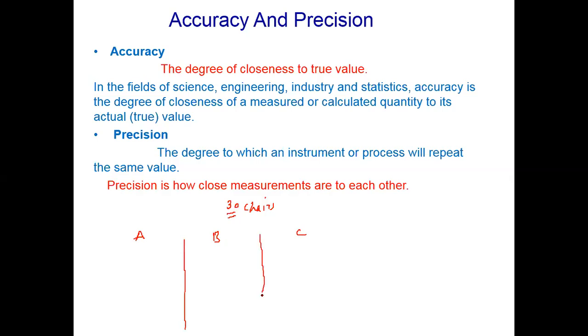First one, second one, and third one. For example, first one, A, counts chairs, and he says, for example, there are 35 chairs. First observation: there are 35 chairs according to A. Again, he is counting and he says that there are, for example, 30 chairs. Third time he is counting and he says that there are 25 chairs.